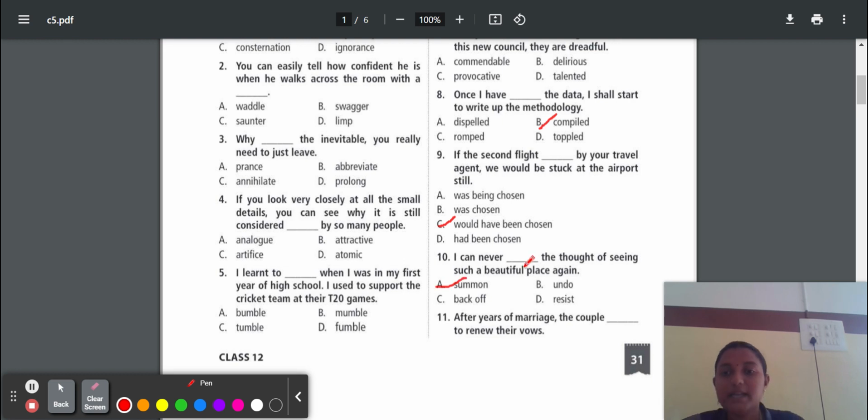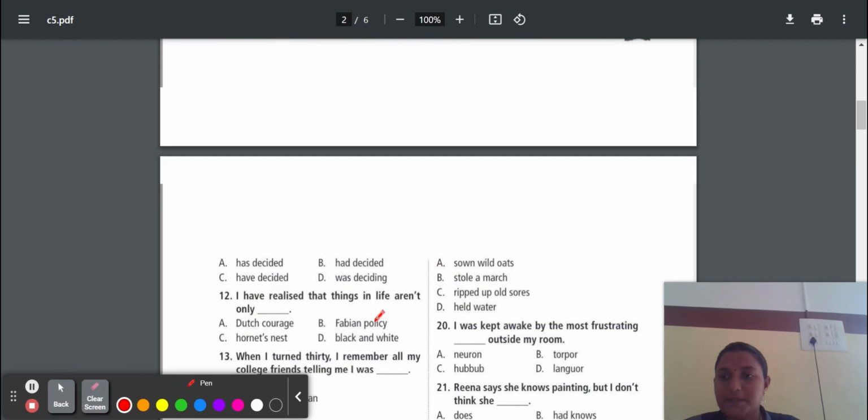Question number 11. After years of marriage, the couple dash to renew their vows. The options are option A, has decided, option B, had decided, option C, have decided, option D, was deciding. Answer for the question 11 is option B, had decided.